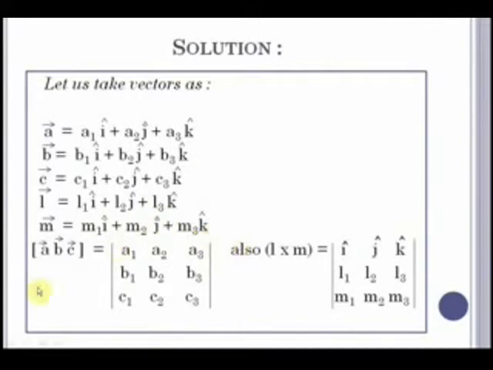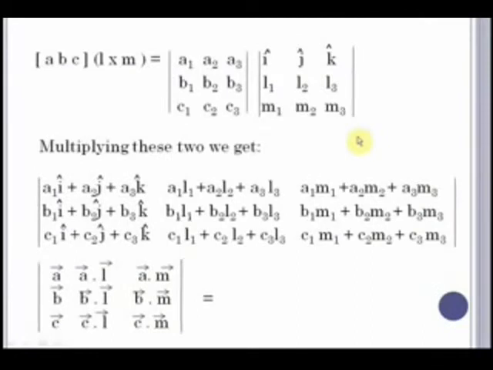Now the box product of A, B, C is equal to the determinant A1, A2, A3, B1, B2, B3, and C1, C2, C3. Also L cross M would be equal to the determinant i cap, j cap, k cap, L1, L2, L3, and M1, M2, M3. And we have to find the product of these two determinants. So we take this box product into this cross product, and this would be equal to the product of these two determinants.